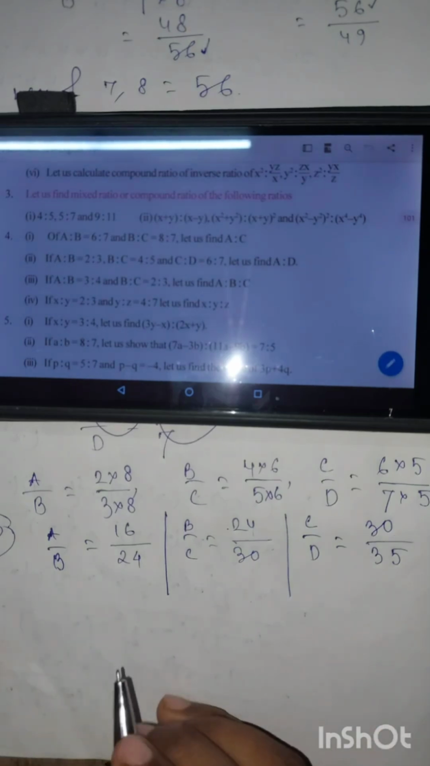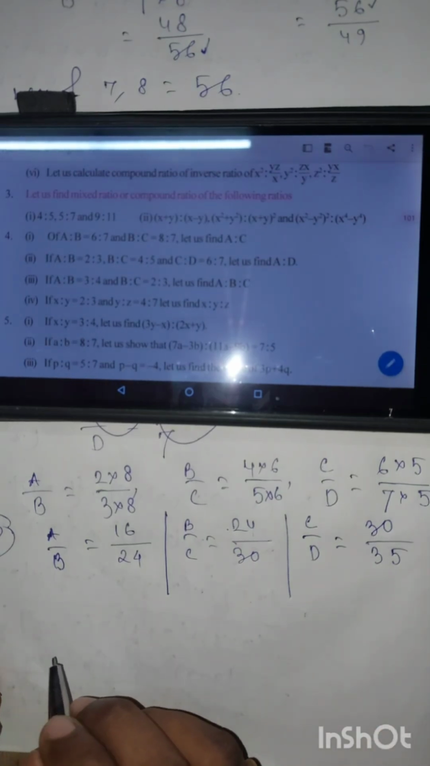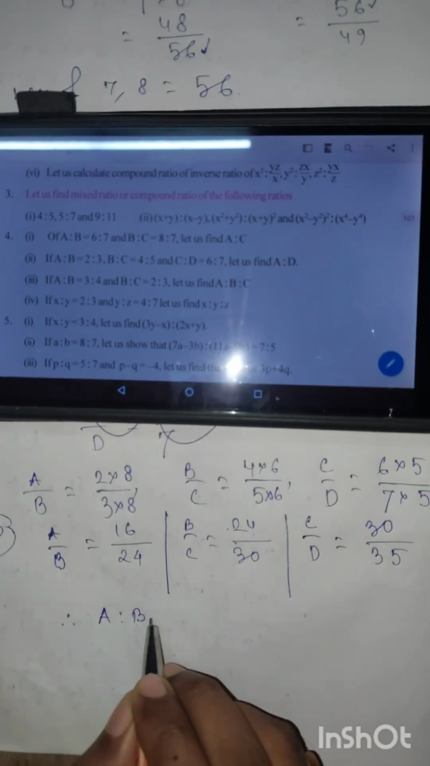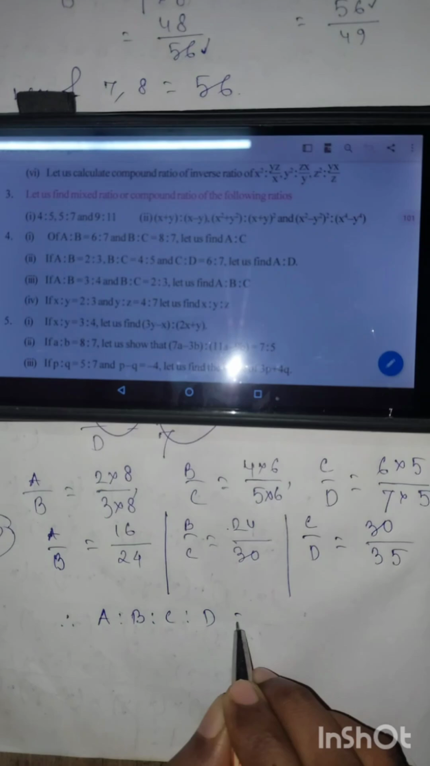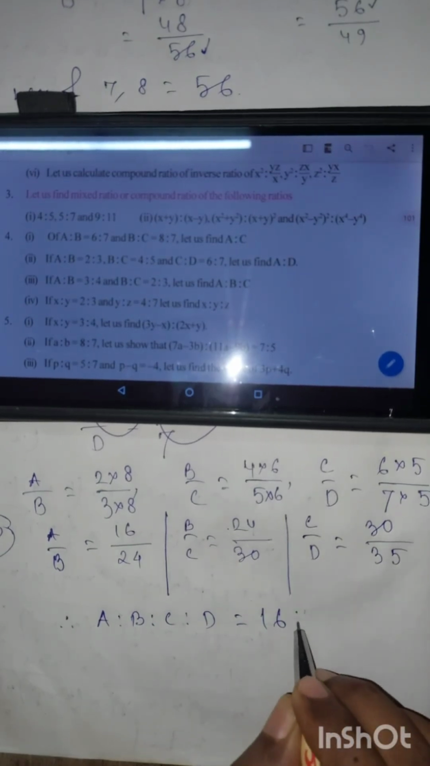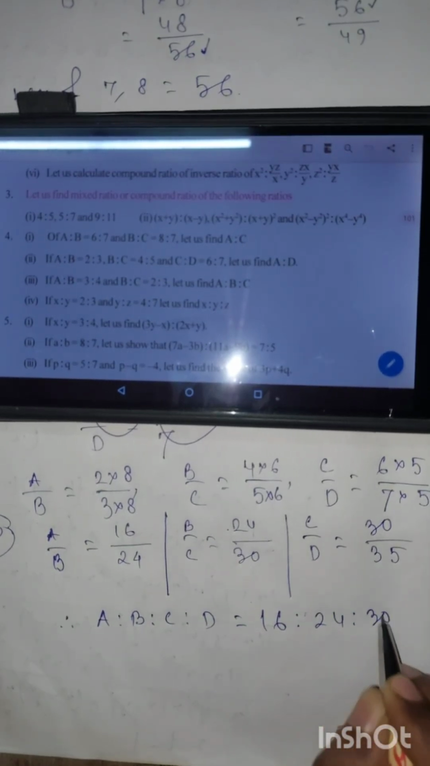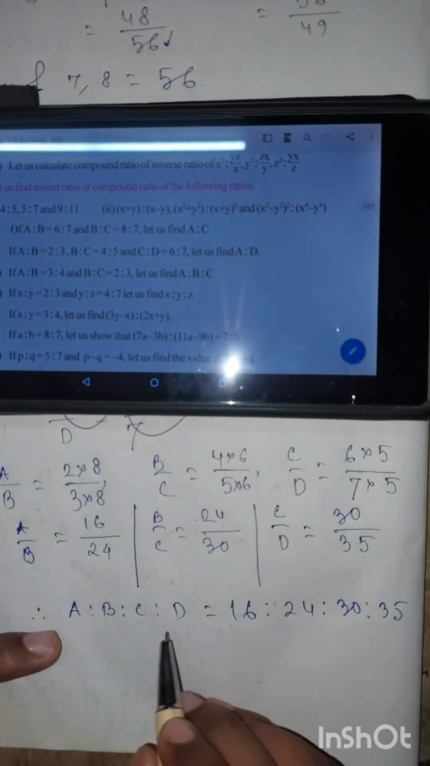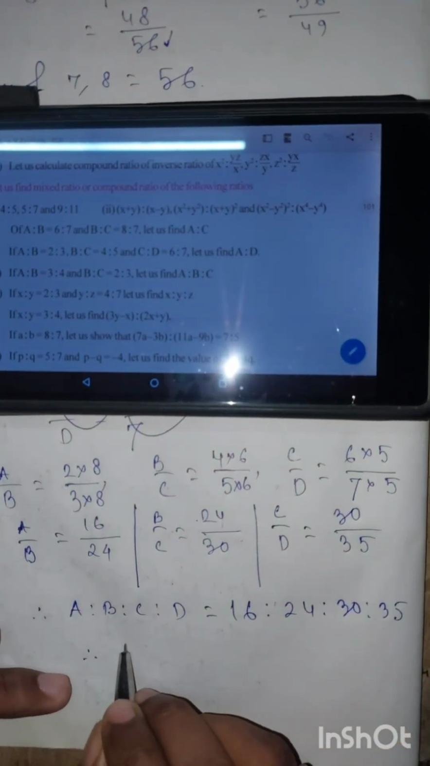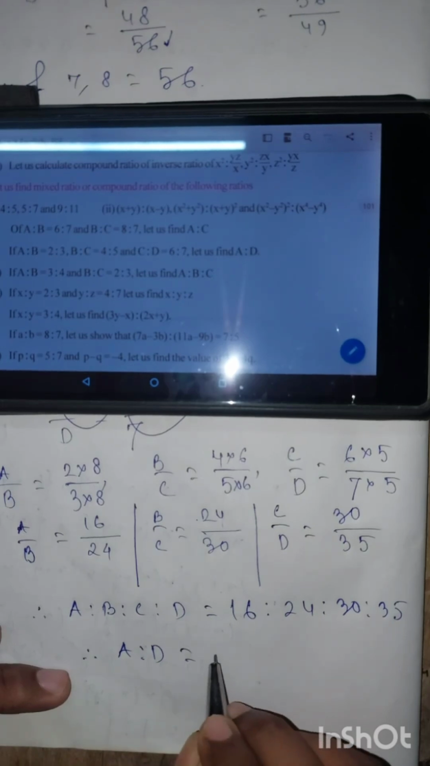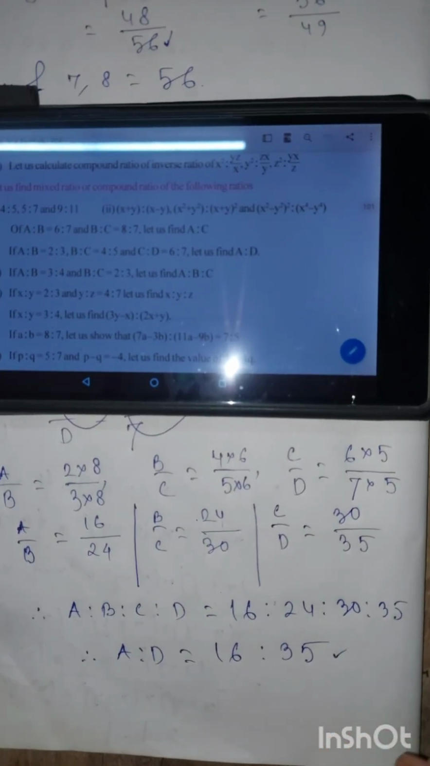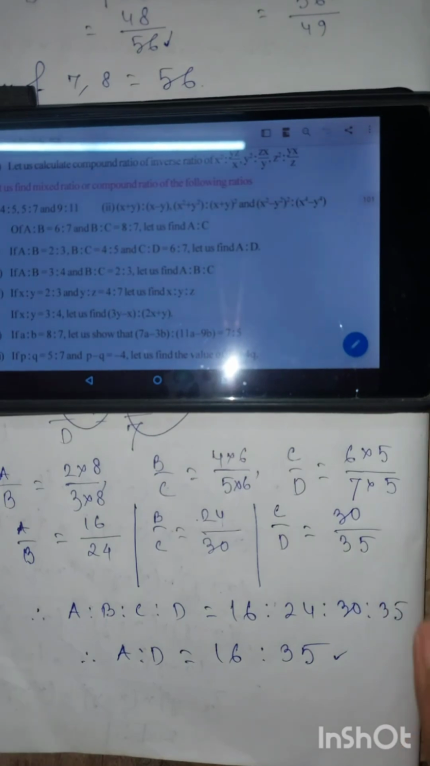Now A, B, C, D can be directly compared. So we can write therefore A is to B is to C is to D should be equal to 16 is to 24 is to 30 is to 35. Now we only need A is to D. Therefore we can write A is to D is equal to 16 is to 35. This is our answer. I hope you have understood it.